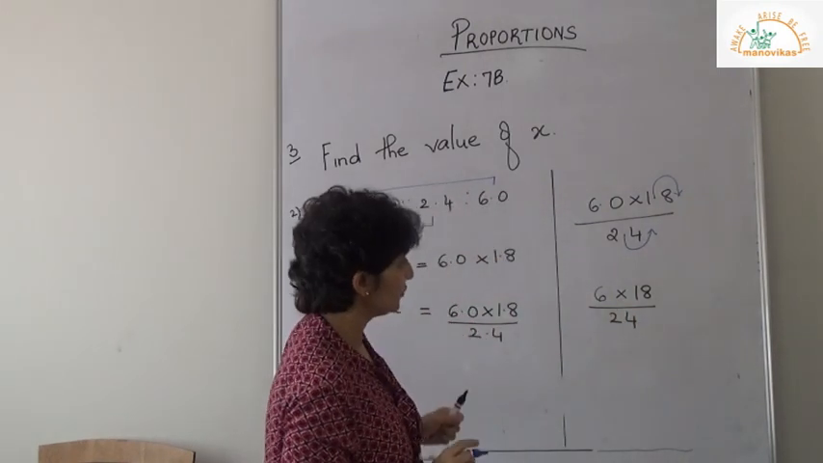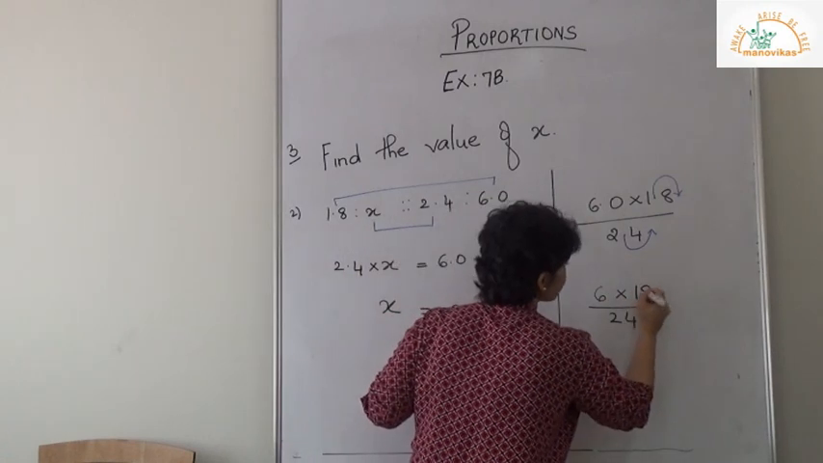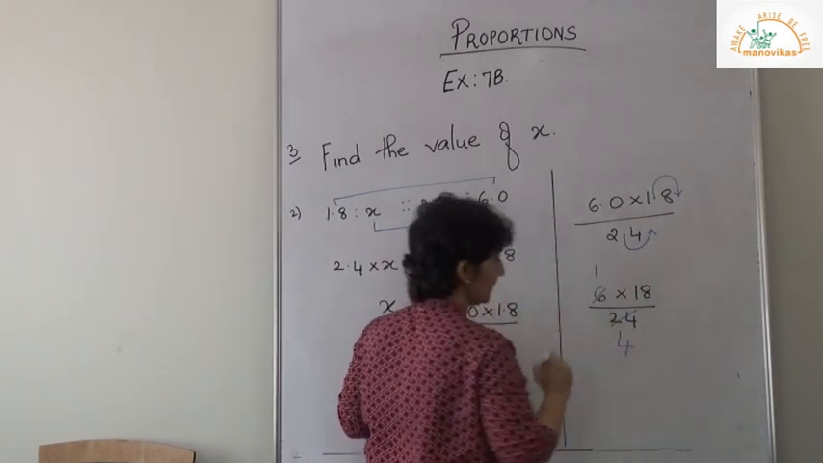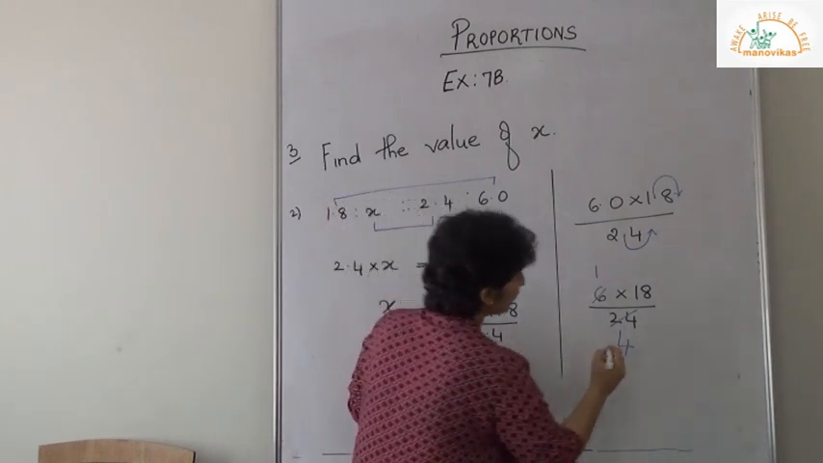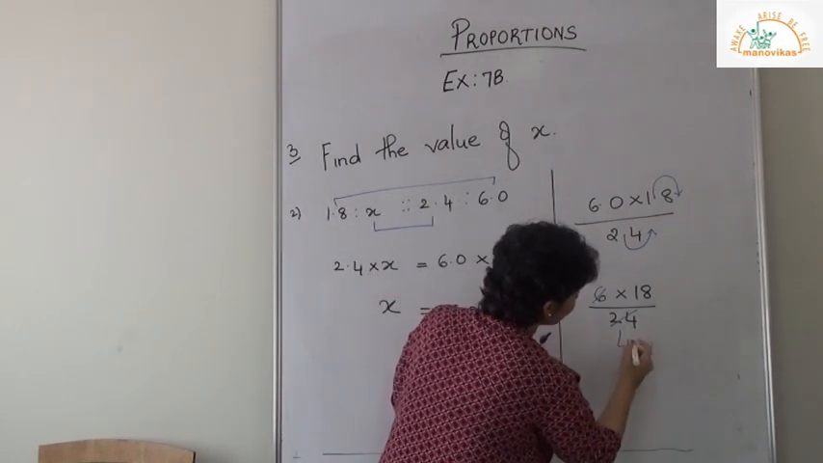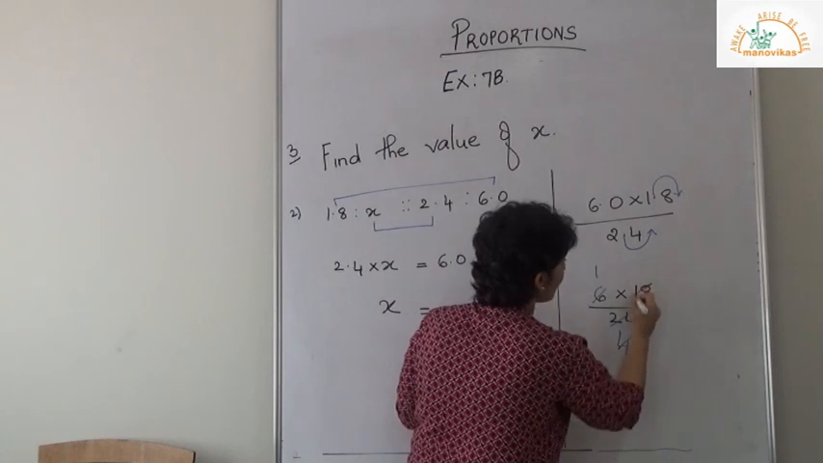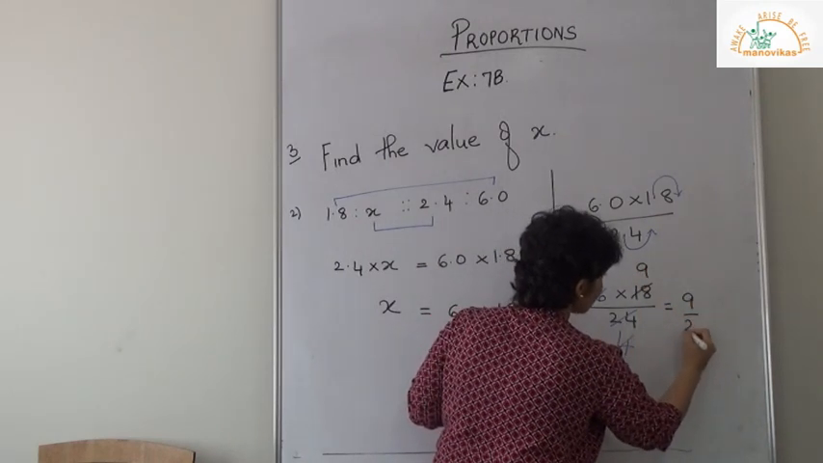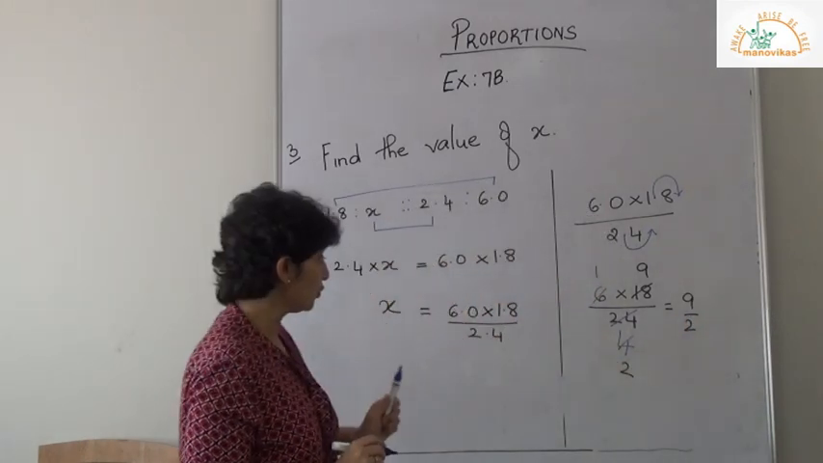Right? I can reduce this. So 6 ones are 6, 6 fours are 24. Then when I further cancel, 2 twos are 4, 2 nines are 18. I get it as 9 upon 2.